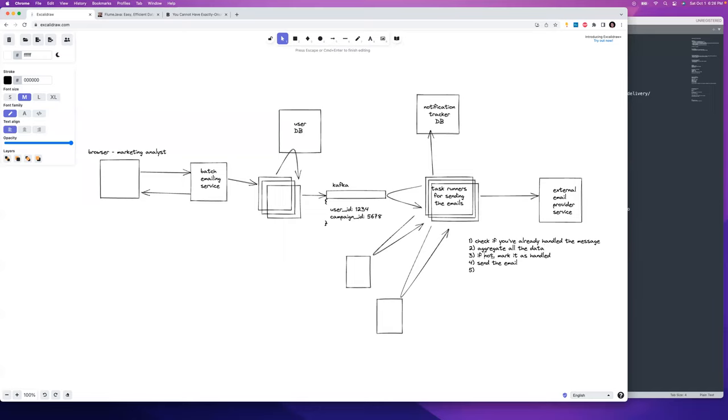We want to put off marking it as handled to right before sending the email. So that's the part that's interesting, is marking it as handled and then you send the email. And that's how we do at most once. If you want to do at least once, you just flip the ordering of these two.